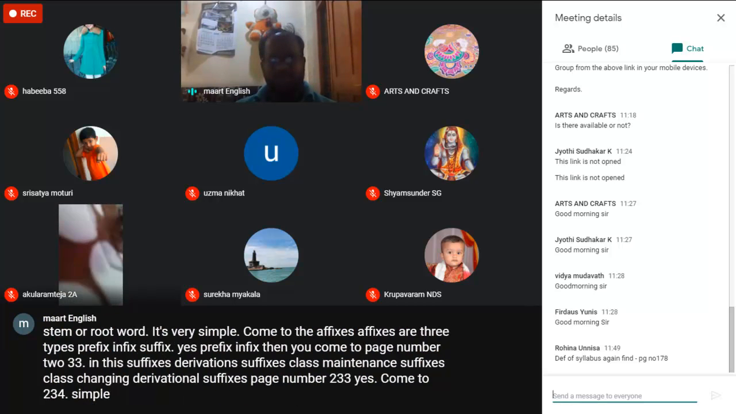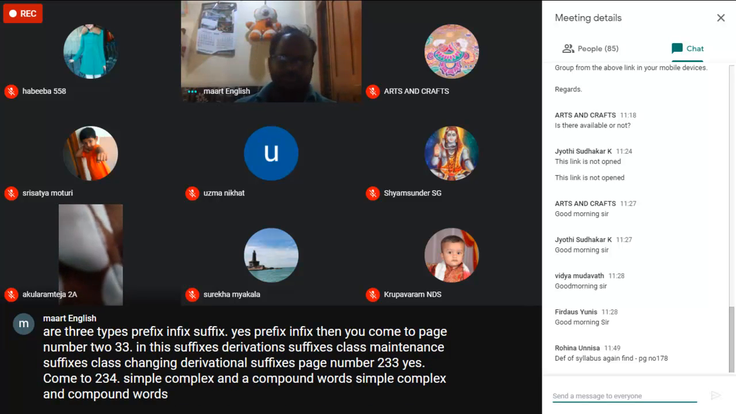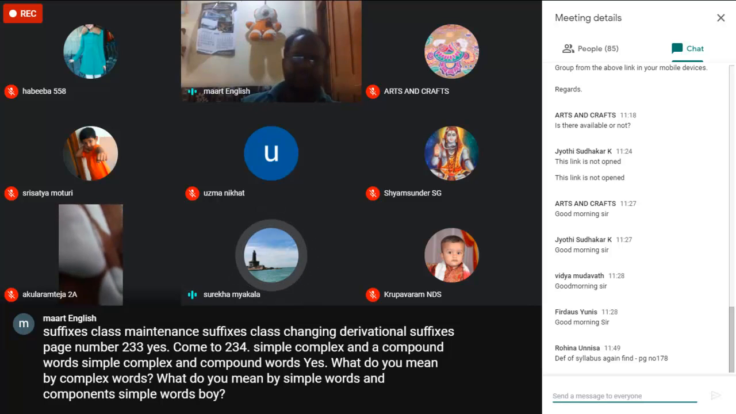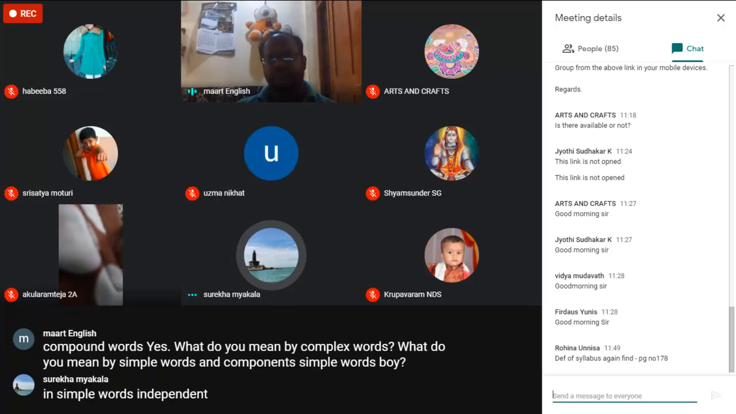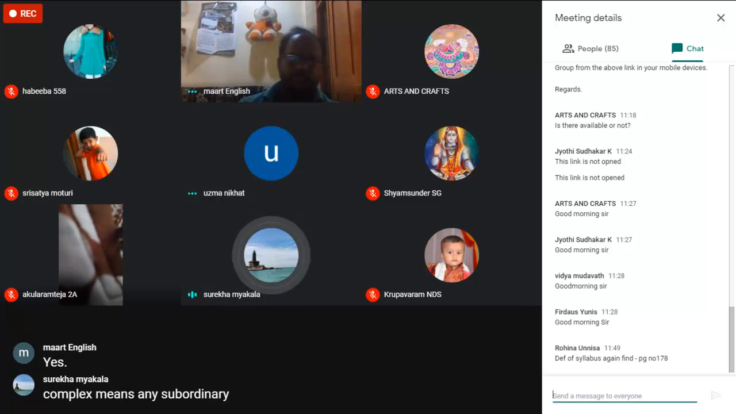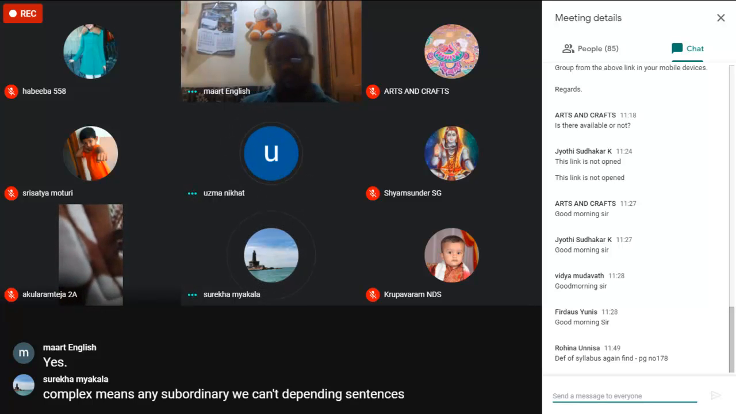Simple, complex and compound words. What do you mean by complex words? What do you mean by simple words and compound words? Simple words, for example boy. Simple words mean an independent sentence. Complex means any subordinate conditions, depending sentences are called complex.